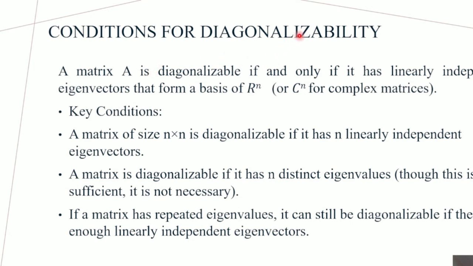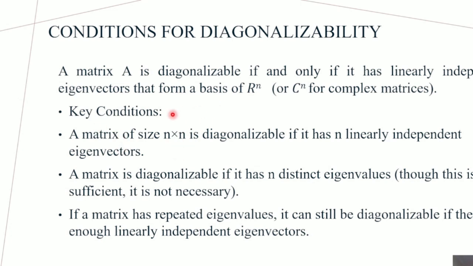Conditions for diagonalizability. A matrix A is diagonalizable if and only if A has n linearly independent eigenvectors that form a basis of R^n, or C^n for a complex matrix.